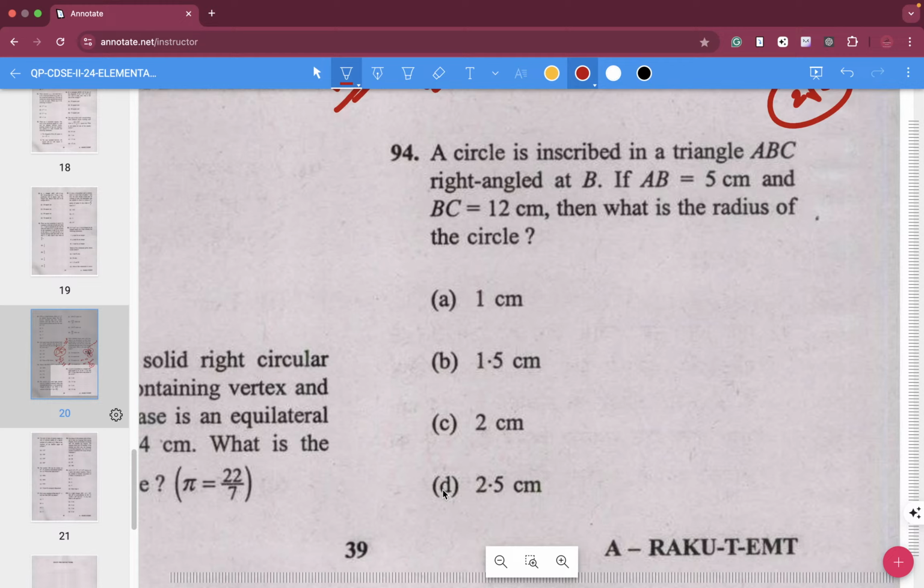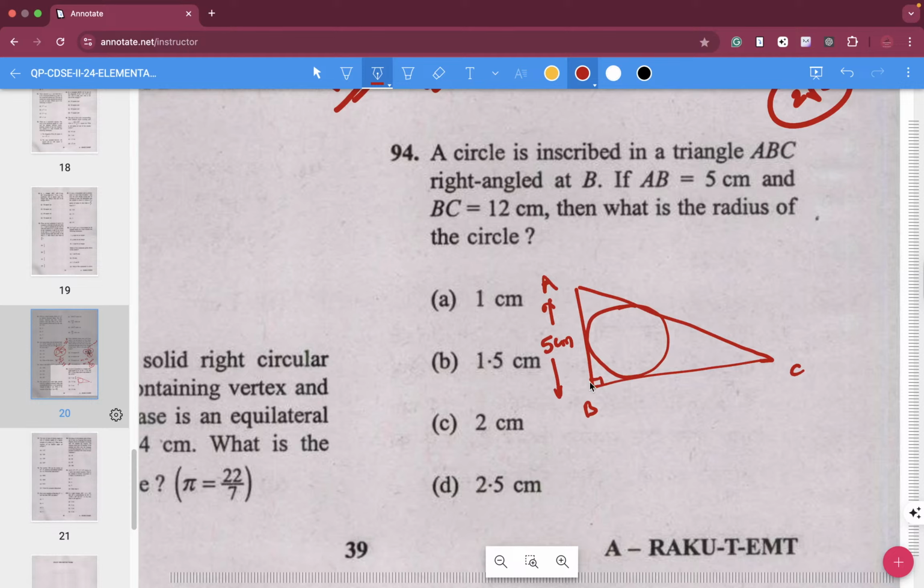Question number 94 says a circle is inscribed in a triangle ABC, right angled at B. If AB is equal to 5 centimeter and BC is equal to 12 centimeter, then obviously AC will be 13 centimeter, right?